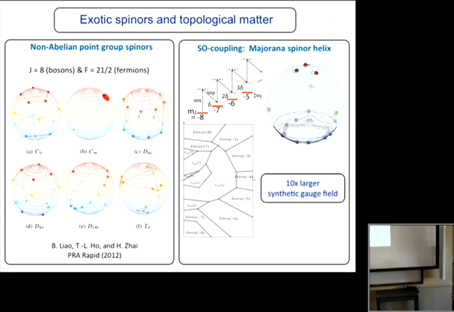Lastly, we can get, from day one, a 10 times larger synthetic gauge field, which would bring us closer to quantum Hall effects. And I'm happy to note that our paper appeared on the arXiv today. So it's fresh, it's on the arXiv, and maybe you'll enjoy the read.